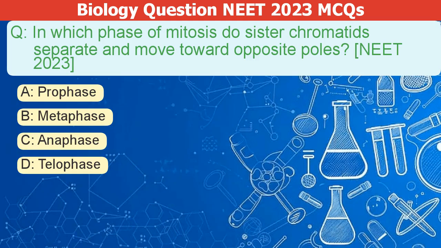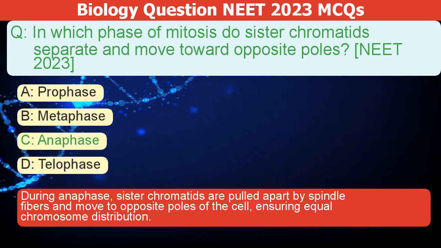In which phase of mitosis do sister chromatids separate and move toward opposite poles? NEET 2023. A. Prophase. B. Metaphase. C. Anaphase. D. Telophase. The correct answer is C. During anaphase, sister chromatids are pulled apart by spindle fibers and move to opposite poles of the cell, ensuring equal chromosome distribution.